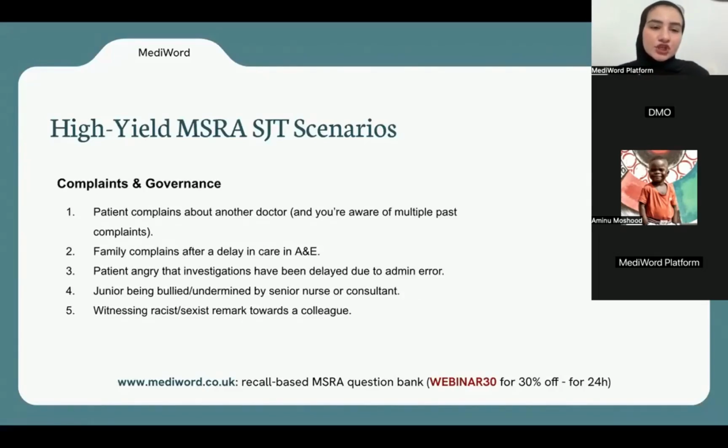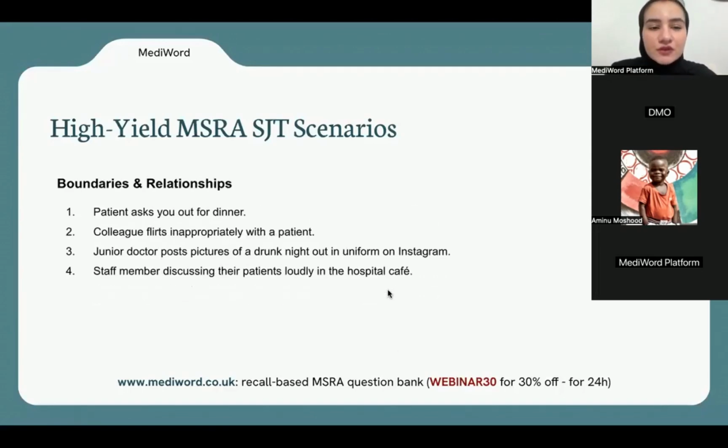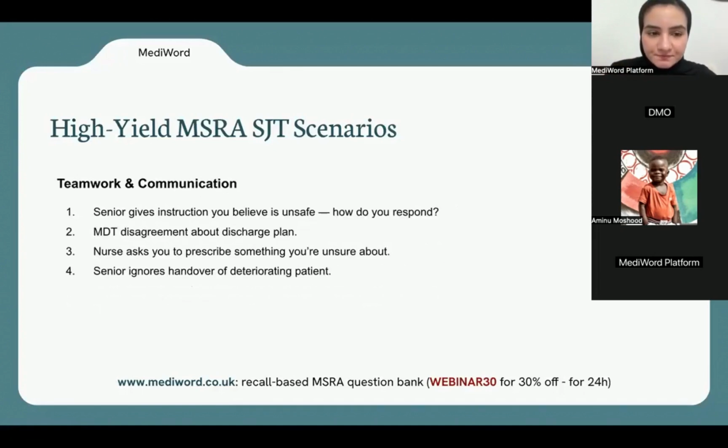So these are the types of questions that don't necessarily involve a patient directly, but these are the types of questions that they tend to ask about. And then professional boundaries and relationships. The next one, teamwork and communication, is also another big theme that tends to come up in the SJT exam.